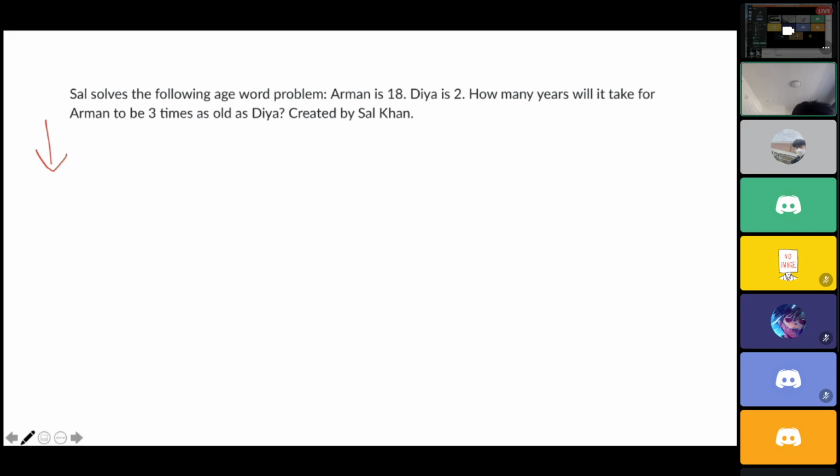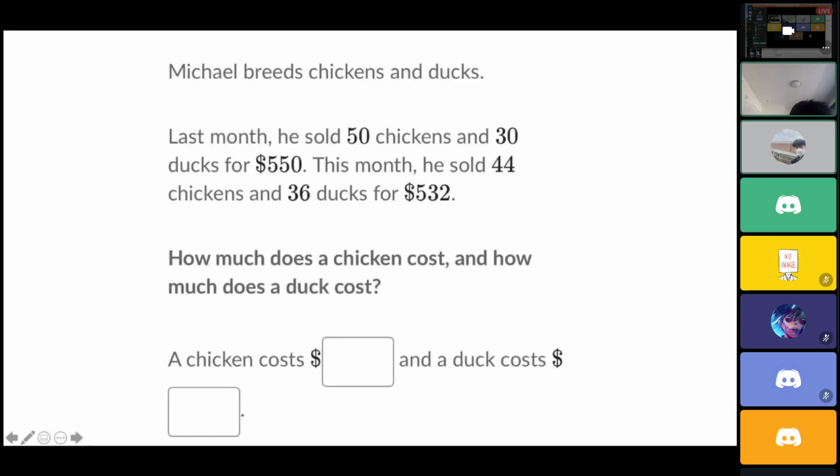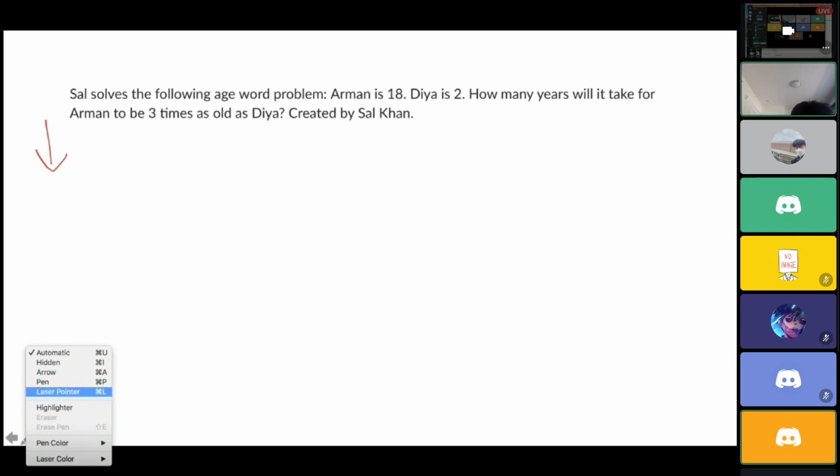How does the eraser not work? I think it's because we're in presentation mode. It doesn't work as well.